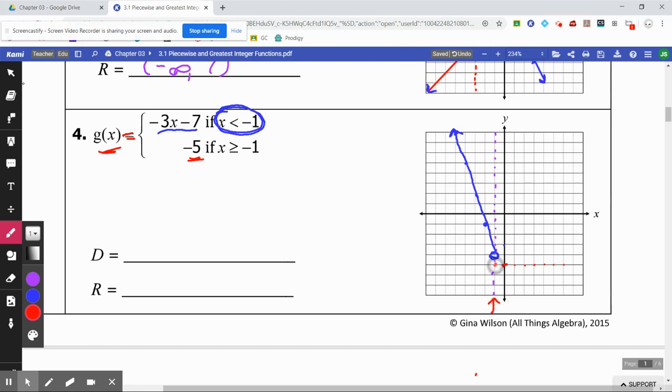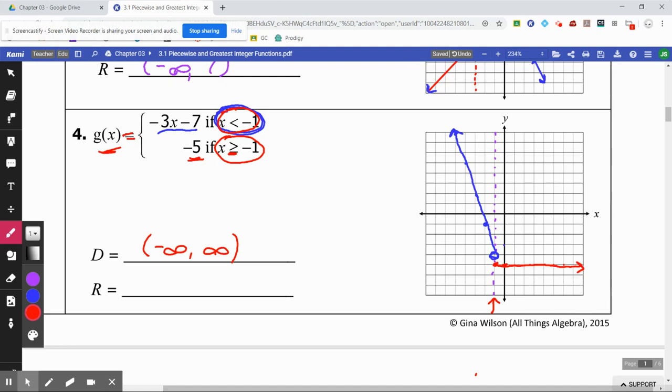We're going to put a closed dot because we include -1, and we're going to draw that horizontal line to the right of there. Now, what is my domain? What values can I plug in? I can plug in any value smaller than -1 or any value bigger than -1 or equal to -1. So that's everything. My domain, I can plug in any value, which means my graph should extend forever to the left and forever to the right.